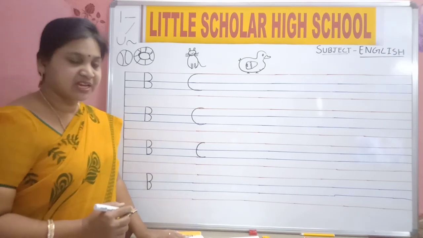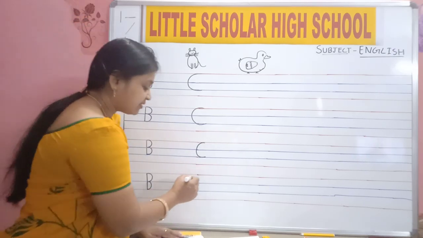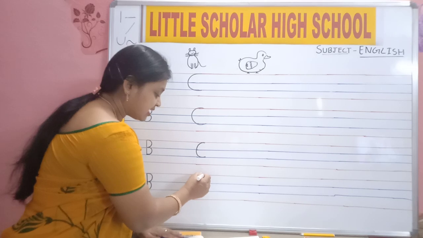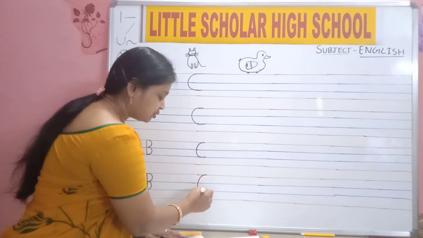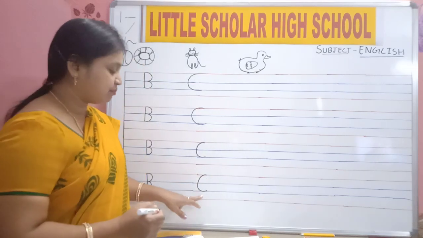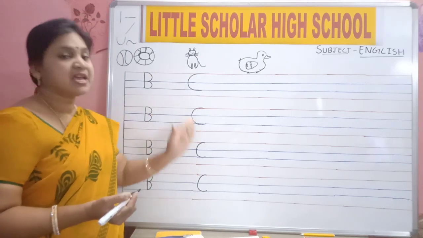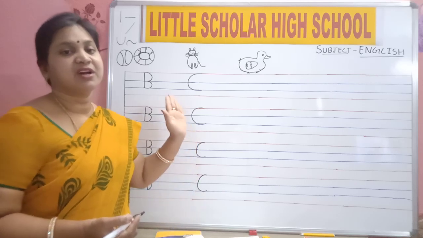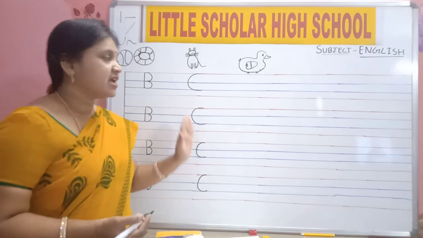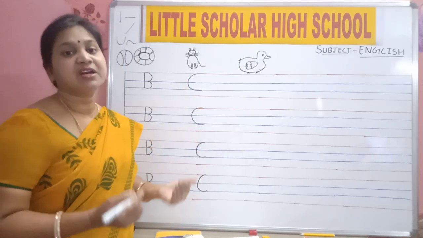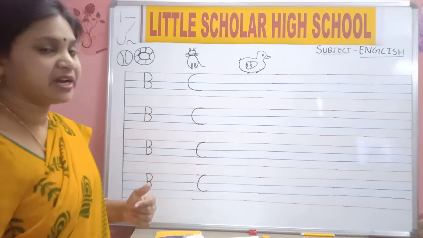Shall we write once again? Yes, C. Start from the red line and come down to the second blue line. Curve line. One big curve line. What is this? Letter C. C for cat. Big letter C. C for cat. C for carrot. Now one more letter we will learn.